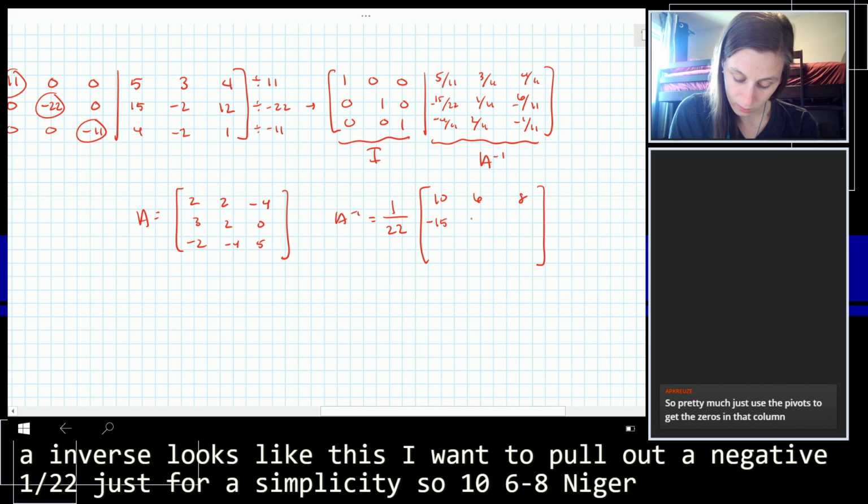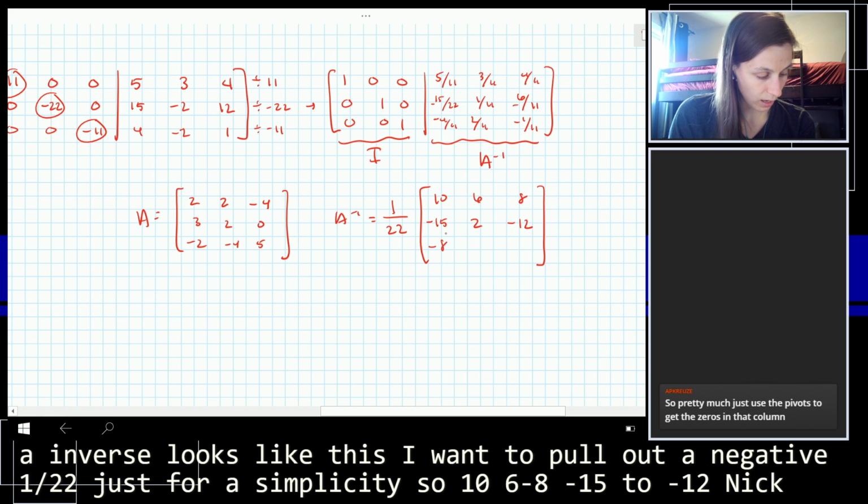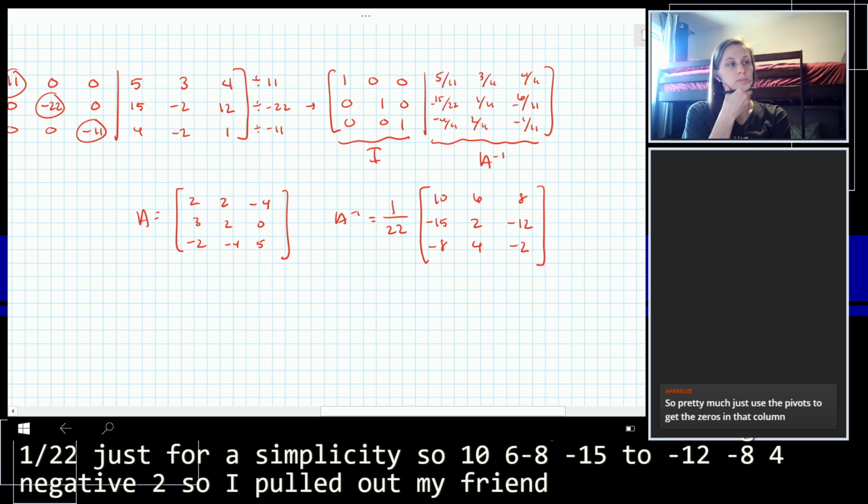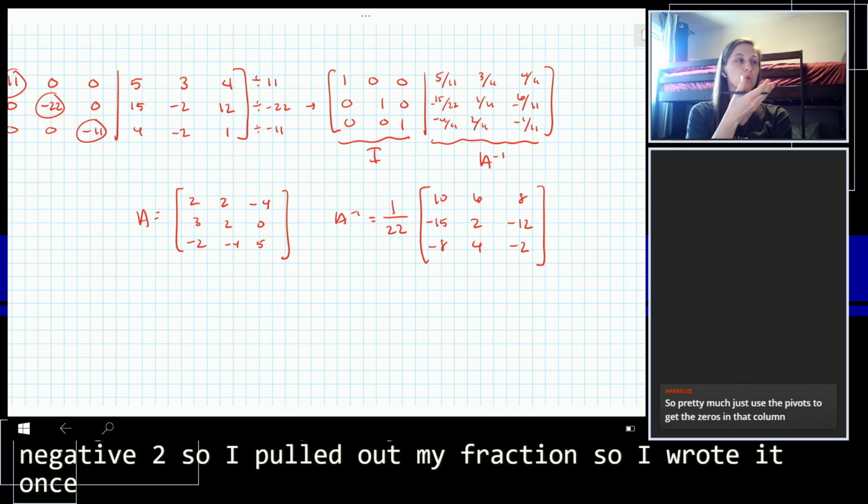Negative 15 to negative 12, negative 8, 4, negative 2. So I pulled out my fraction, so I wrote it once, 1 over 22. So here's A inverse.